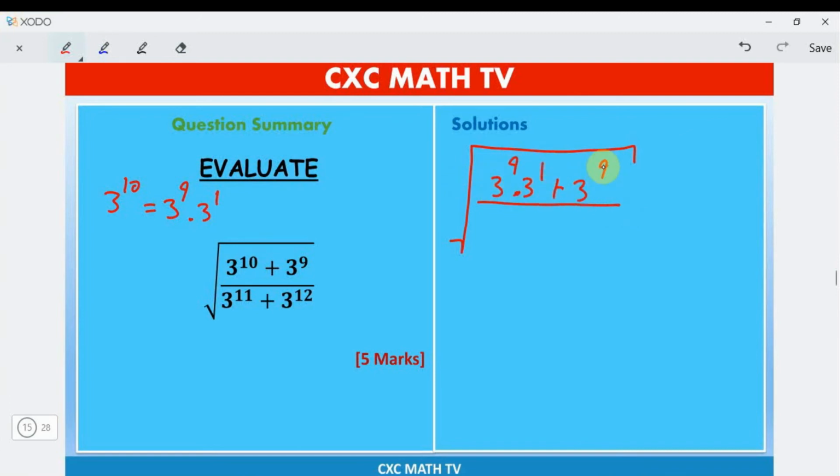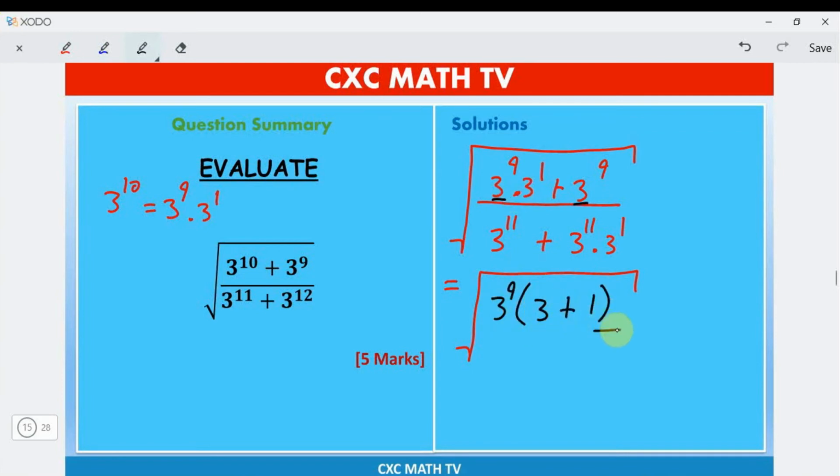So we can rewrite 3 to the 10 as 3 to the 9 times 3 to the 1 plus 3 to the 9. And then 3 to the 11 let's keep as itself. But then 3 to the 12 we can rewrite as 3 to the 11 times 3 to the 1. Now we can factor out from the numerator what is in common, 3 to the 9. If we factor out 3 to the 9, we're left with 3 plus 1. And from the denominator we can factor out what's in common, which is 3 to the 11.